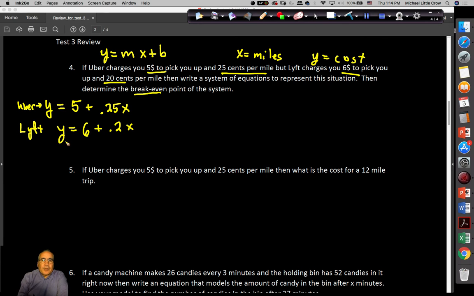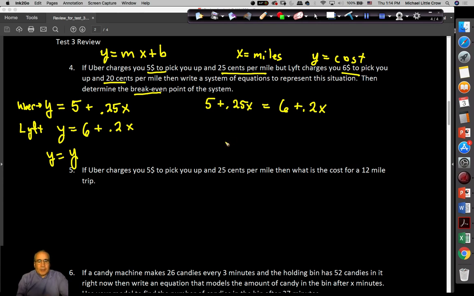So notice, we're looking for the place where the cost is the same, the y values are the same. So we're looking for where y equals y. So we can put in the right-hand sides. What we need to solve is the equation 5 plus 0.25x. When is that equal to 6 plus 0.2x?